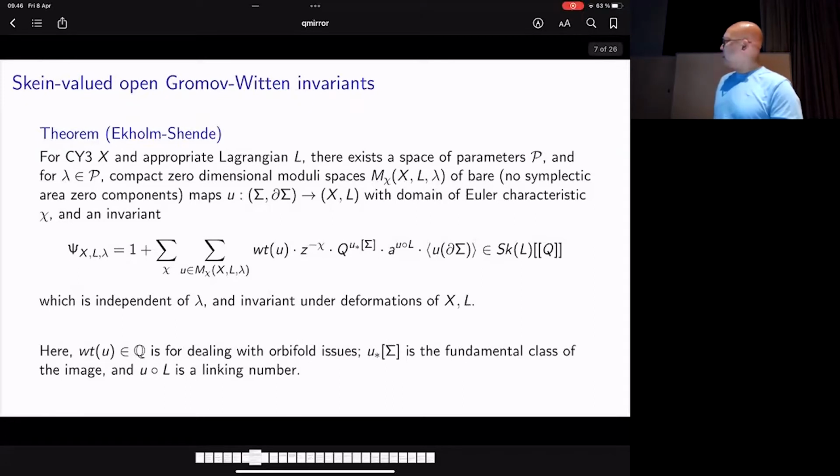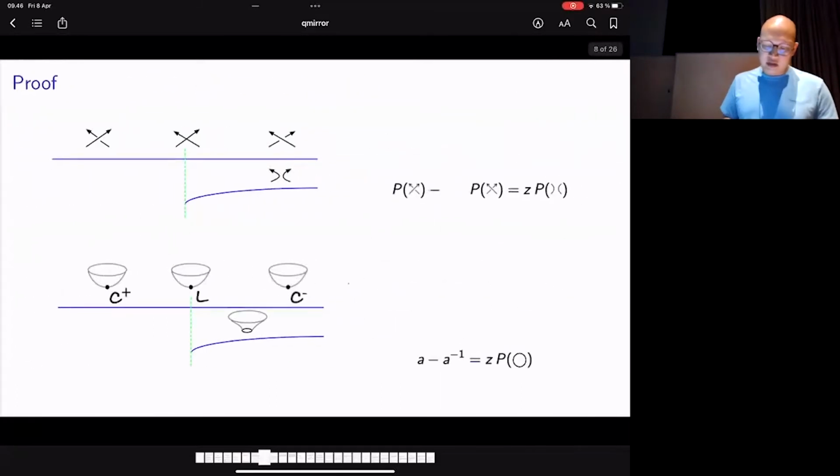And finally, there is this maybe most unusual part, which is I count the curve not by a number, but by its boundary. Its boundary is a collection of circles in the Lagrangian. I view it as a knot, and then I say, okay, this is an element of the Skein module. That's what's happening. So let me explain to you how the proof of this theorem works.